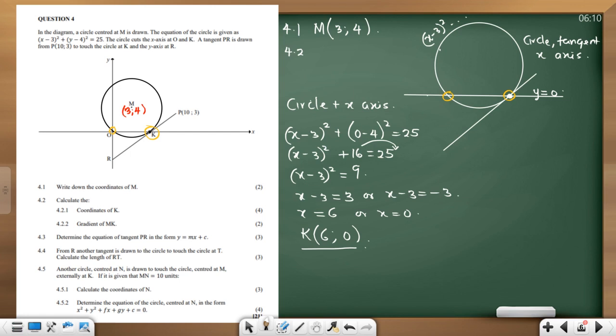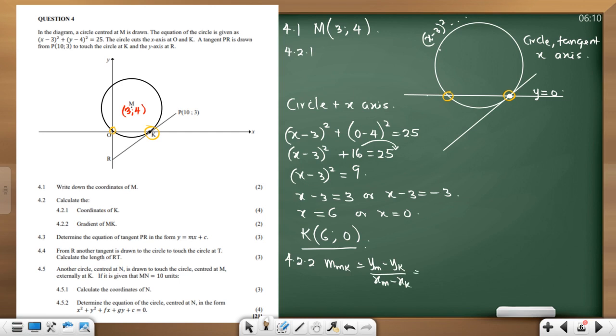Lovely. Now we can get the gradient of MK, 4.2.2. MK gradient is y2 minus y1 over x2. Or let me do this so you don't make mistake. We're looking for the gradient of MK. So it is ym minus yk over what? xm minus xk. So you don't make mistake.